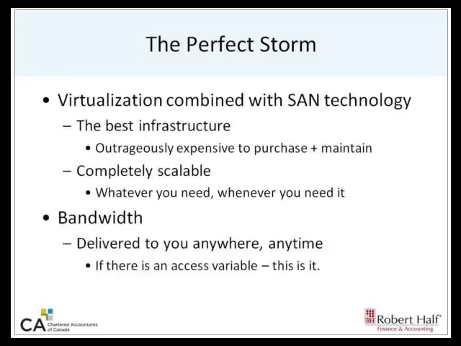So the energy from the three storms, virtualization, SAN technology, and internet bandwidth, have come together all within the last few years. Their combined strengths allow the evolution of cloud computing as a utility to be offered to us. Small to medium-sized enterprises now have access to the best possible infrastructure that was so outrageously expensive it would always have been beyond their means.